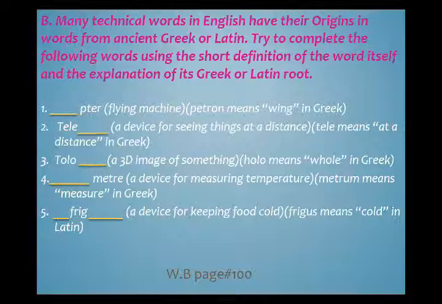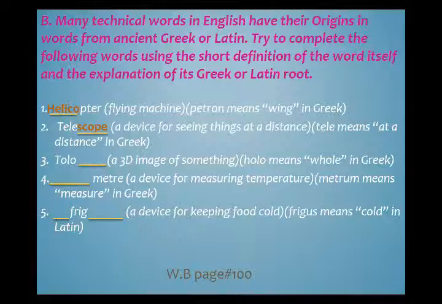Number one, we have a blank. What will be written first? We had a picture, and what should be used here? We have added helico, and it will make helicopter, a flying machine. Pteron means wing in Greek. And second, we have tele. What should be added here? Scope. Telescope, a device for seeing things at a distance. Tele means at a distance in Greek.